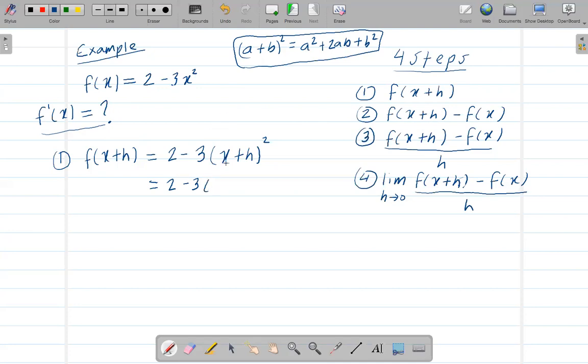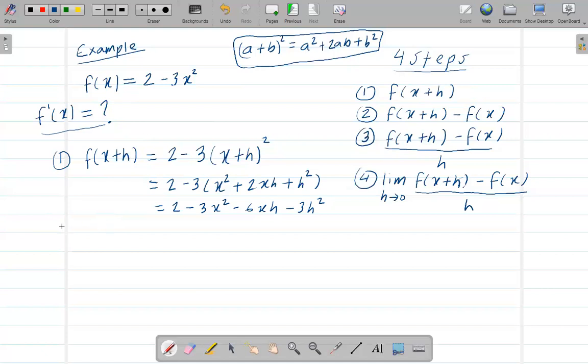So here we get x squared plus 2xh plus h squared. So 2 minus 3 times x squared, I'm going to distribute this negative 3 to all of these. Negative 3 times this is negative 6xh and negative 3h squared, right? Okay, the first one we got that.